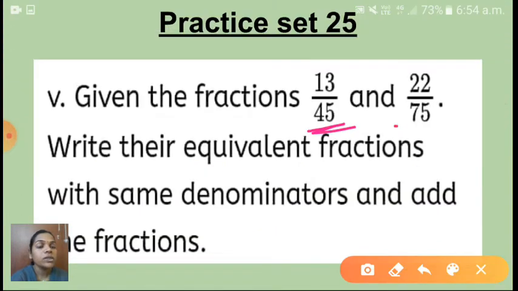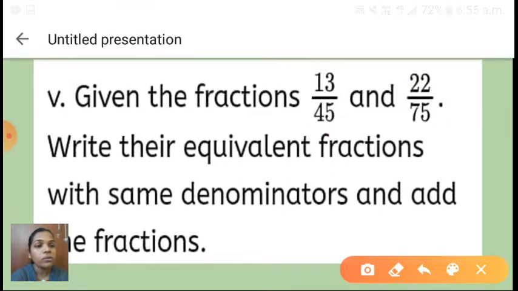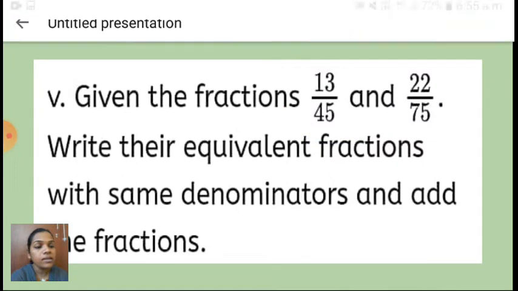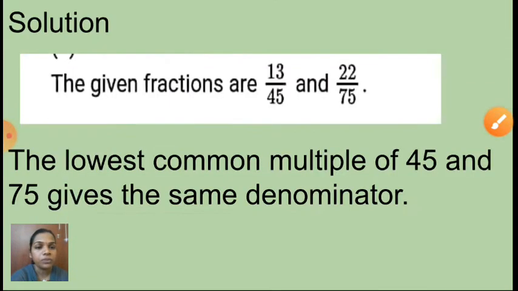So children, see your question here. For these two fractions, you have to list the equivalent fractions, find the one in which the same denominator comes, and then add the two fractions. Writing the equivalent fractions of each would take a lot of time. So to avoid that, we have to find what? The LCM of these two numbers. That means the LCM of the denominators we have to find. Okay, children, see, I will solve now. Easily you will come to know.